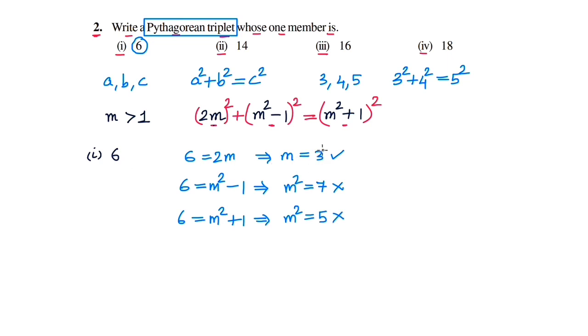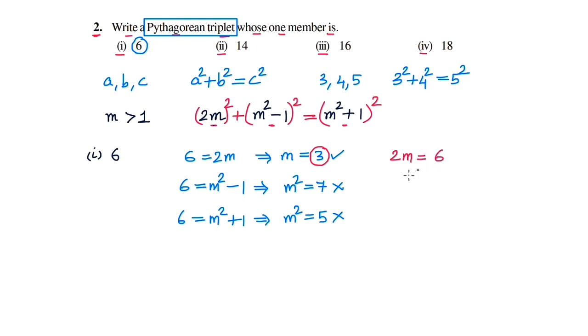So what we will get from this is that the integer value of m is 3. By checking, we have finally got our integer value of m. So now what we are going to do is find the 3 members of the Pythagorean triplet.